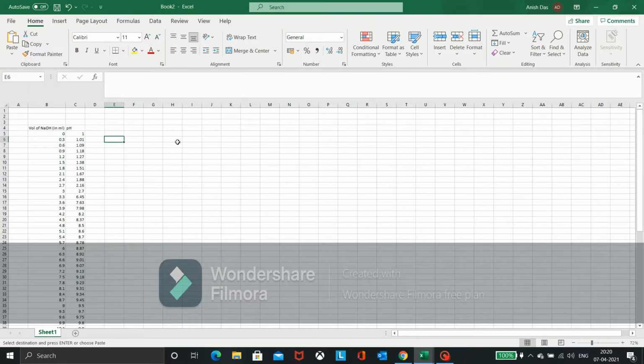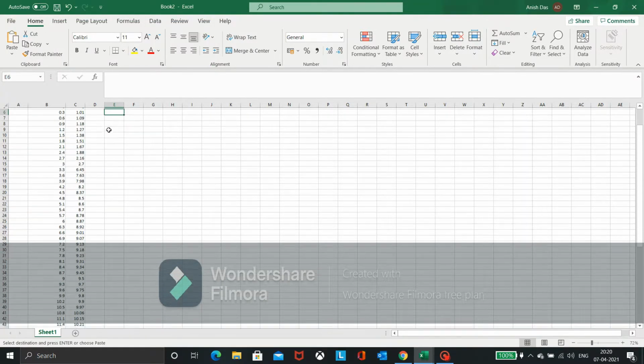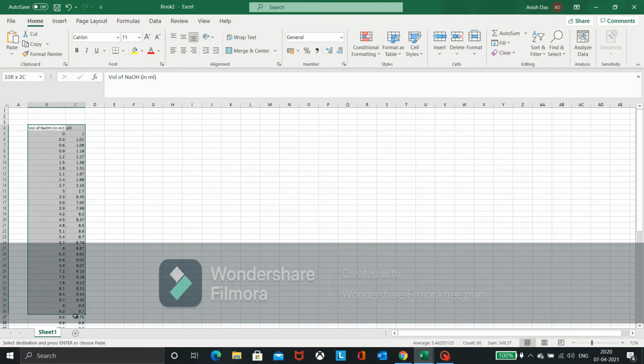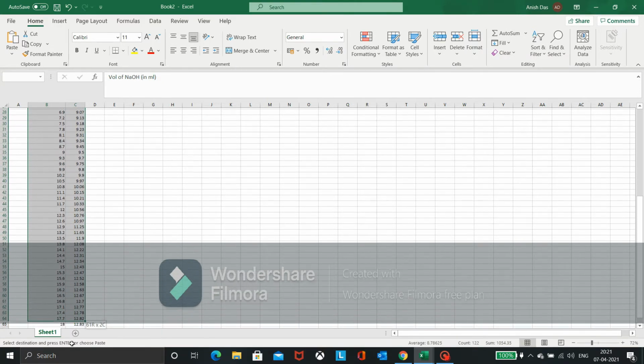Hello everyone. Today we are going to study the graph of glycine and its buffering range, and at the last we'll be determining the pKa value of it. So these are the values of pH we have got after each addition of 0.3 ml NaOH, and we are going to plot its graph taking the volume on the x-axis and the pH on the y-axis.